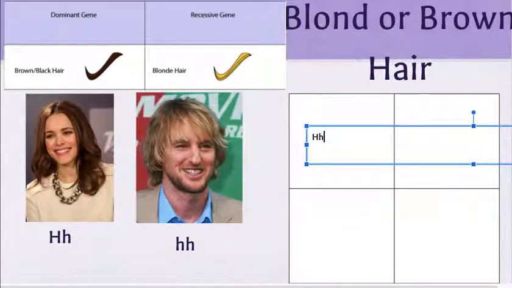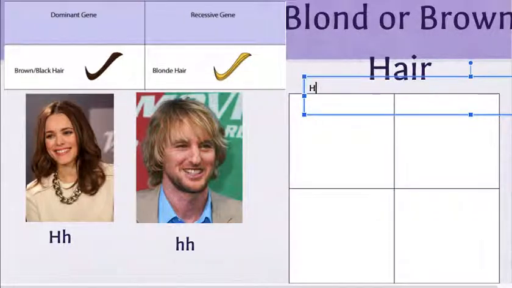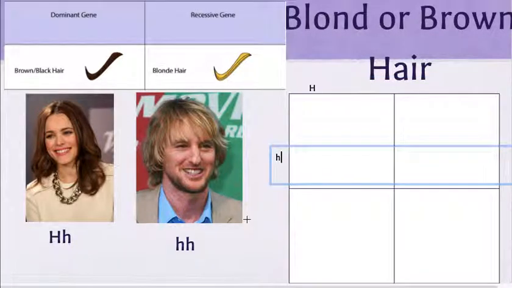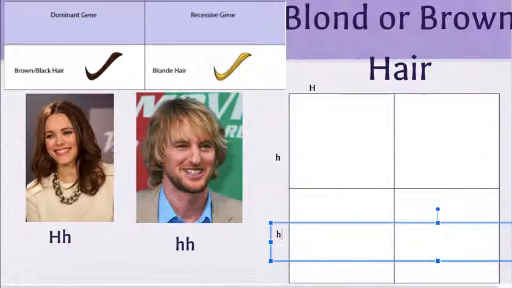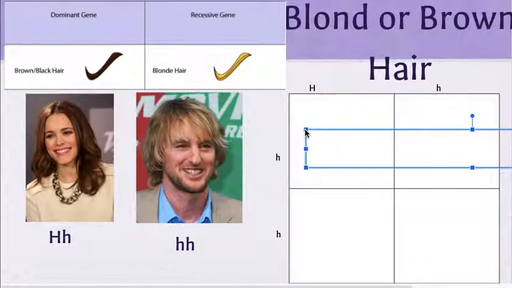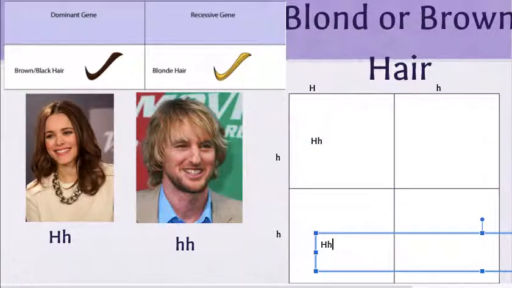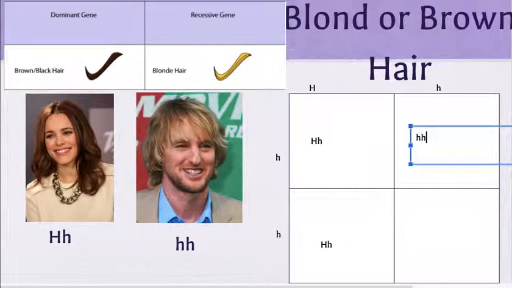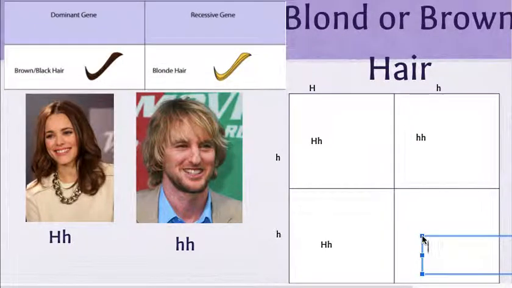should look something like this. Actually, I'll go ahead and do this from the start. Sorry, it's just a pain in the butt with Google Slides here to type these in. So I'm putting Owen Wilson on the left side. You don't actually have to put him on the left side or the top. You can kind of pick what you want. So Rachel McAdams up here, big H, little h. Owen Wilson down here, little h. And their kids will be big H, little h, big H, little h, little h, and little h.